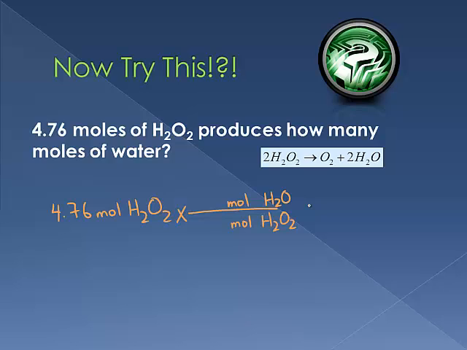So looking at our balanced chemical equation, I'll abbreviate this as a BCE, balanced chemical equation, we have 2 moles of H2O2 react to produce 2 moles of water. Do we have the units that were asked for in the question? Well, yes. So I put that into my calculator and you get 4.76 moles of water.